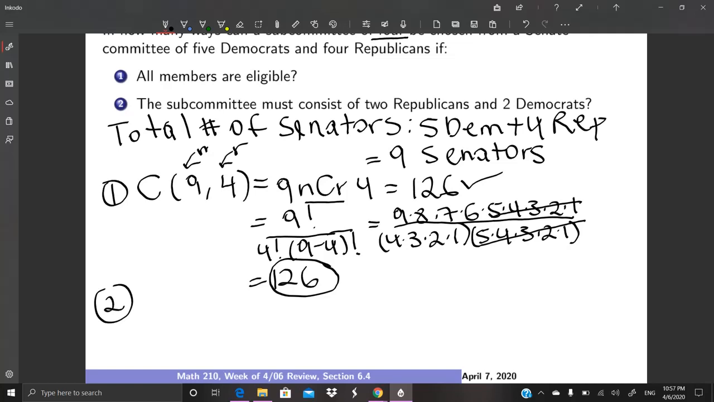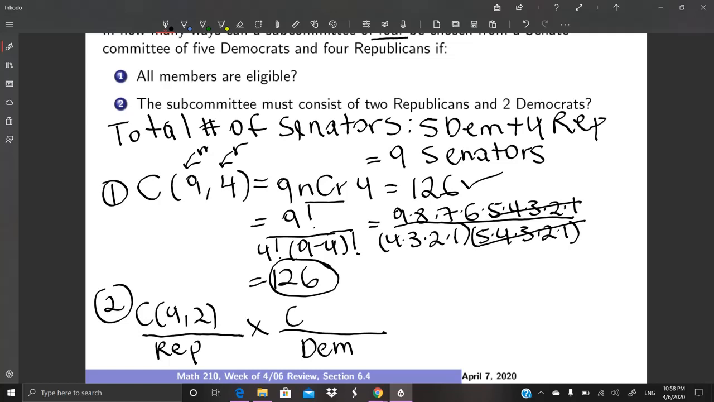So what you do here, the way I like to set it up is like this. I'm going to put the number of ways you can choose 2 Republicans, and then here I'm going to put the number of ways you can choose 2 Democrats. So Republicans, how many do we have? If you look it up, it's 4 Republicans. So we have to choose 2 out of 4 Republicans. Now Democrats, we have 5 of them. So we have to choose 2 out of a total of 5.